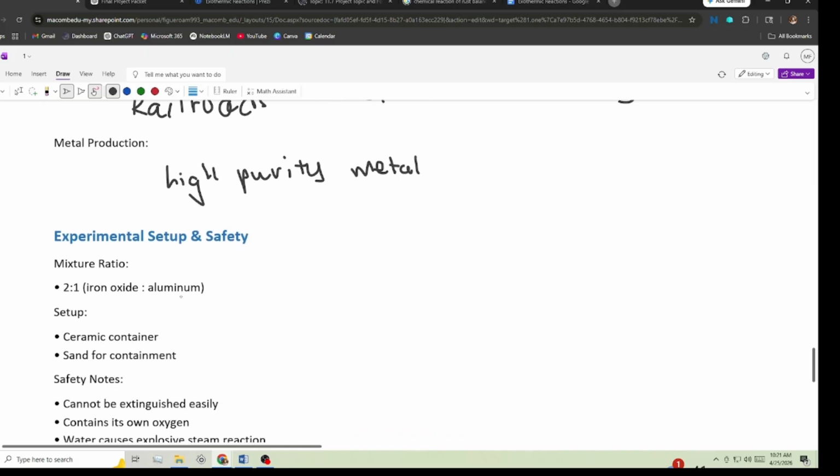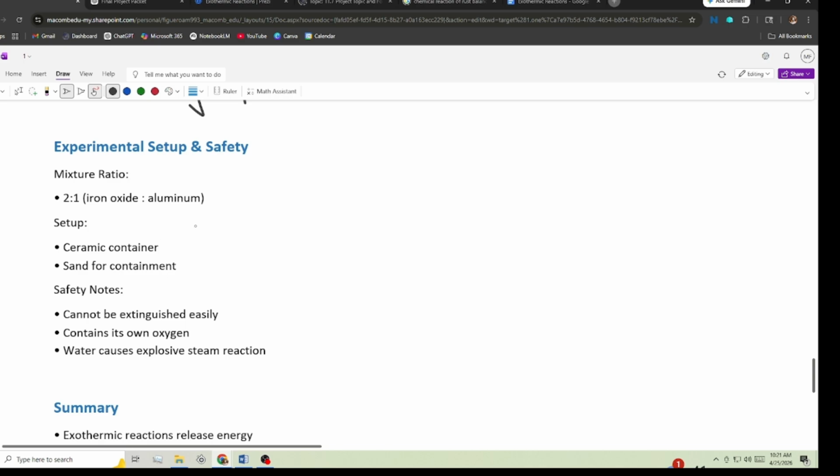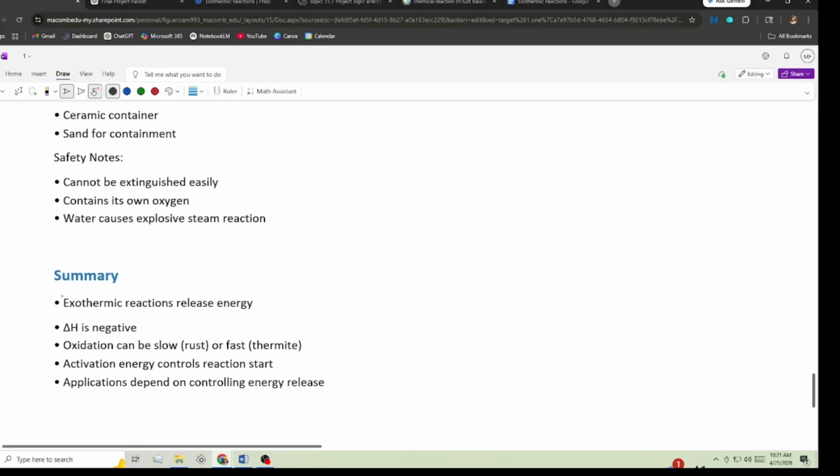For my lab experiment, I'm going to be making thermite with some iron oxide and aluminum. It's going to be a 2-to-1 ratio by weight. I'm going to put it in some ceramic containers and light it with some magnesium that burns really hot, so it's going to get over that activation energy. And then we're going to see all that energy be released.